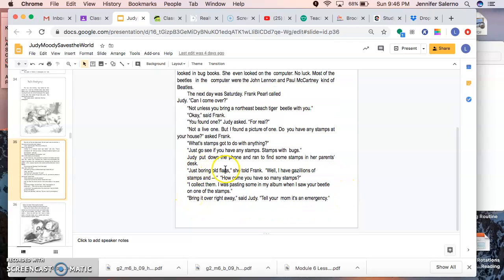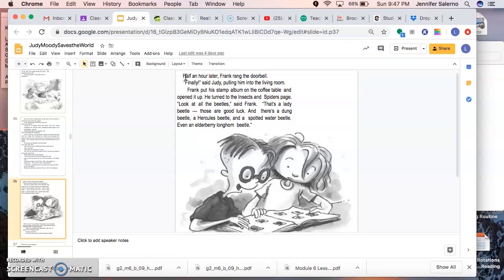"Just boring old flags," she told Frank. "Well, I have gazillions of stamps and—" "How come you have so many stamps?" "I collect them. I was pasting some in my album when I saw your beetle on one of the stamps." "Bring it over right away," said Judy. "Tell your mom it's an emergency." Half an hour later, Frank rang the doorbell. "Finally," said Judy, pulling him into the living room.